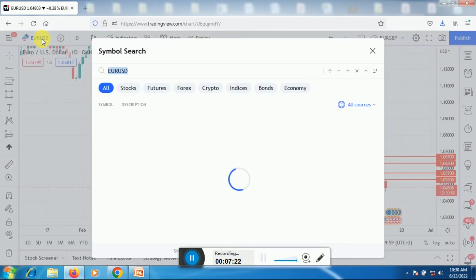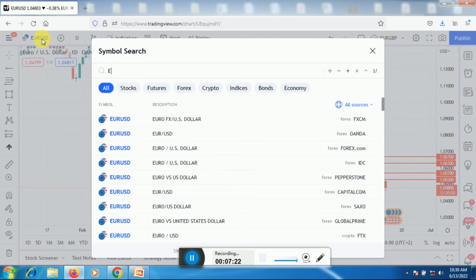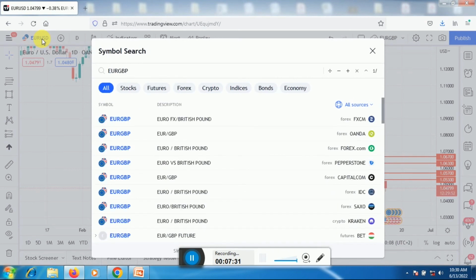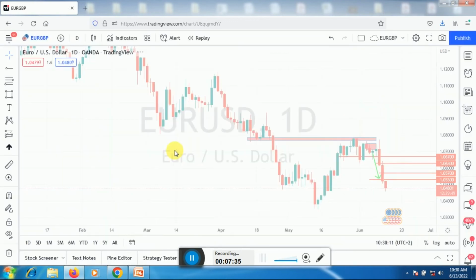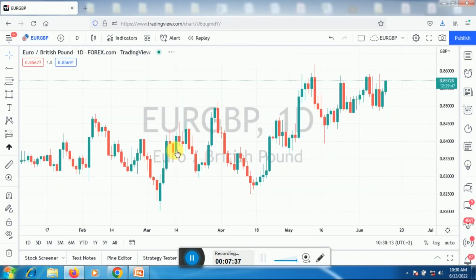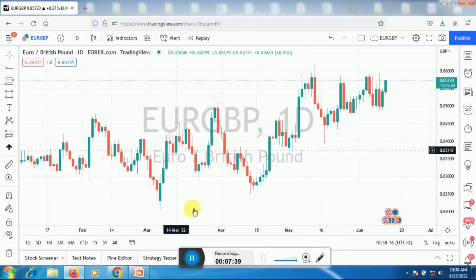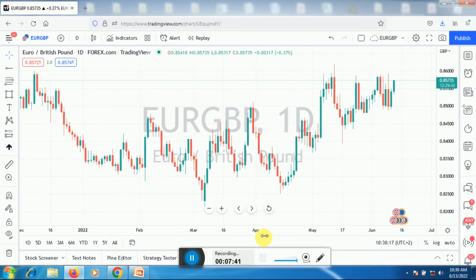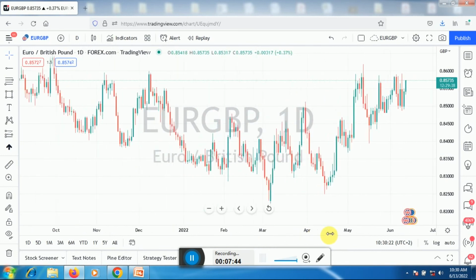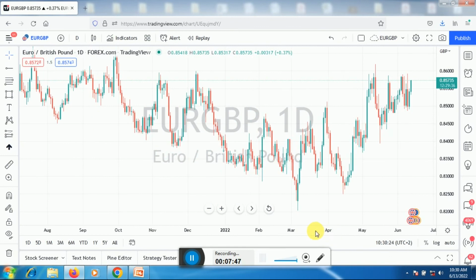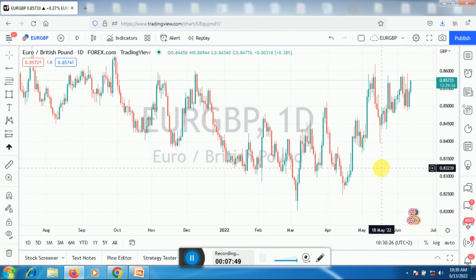EURGBP, we said EURGBP, it's two major economies here in the world, but however, EURGBP as a pair on its own, it moves slower. It has a low average true range, so it doesn't move fast. It is not very volatile, but it does move.